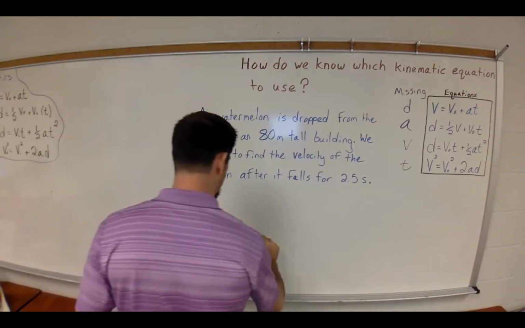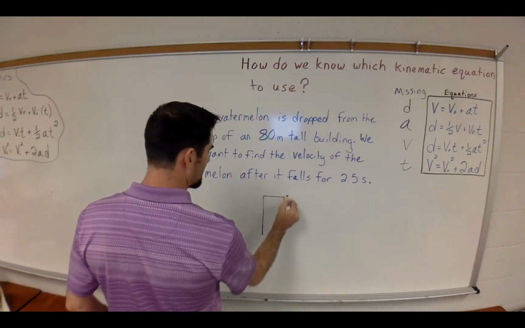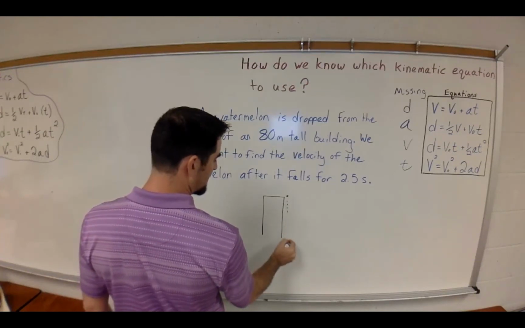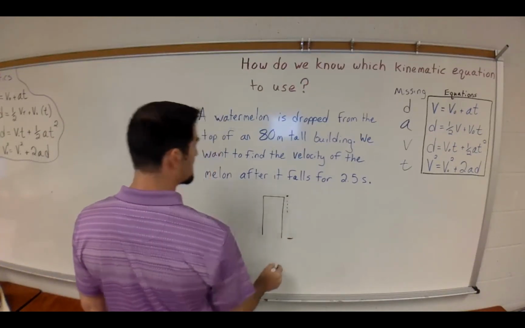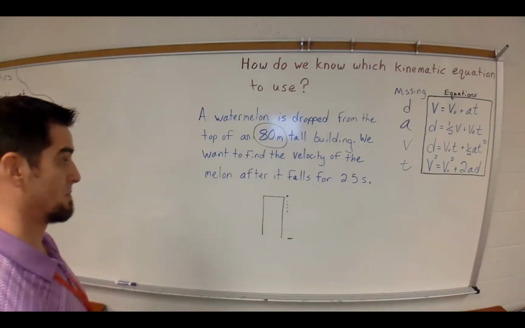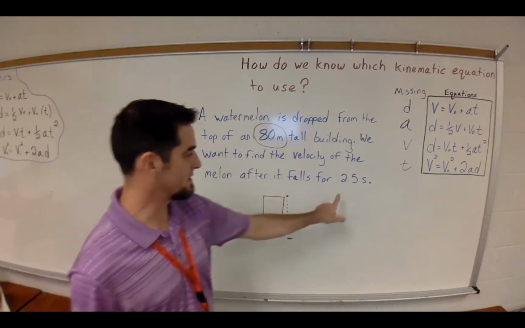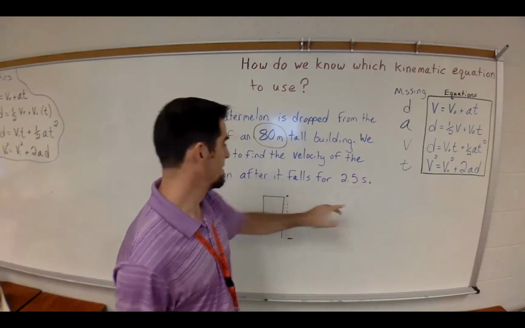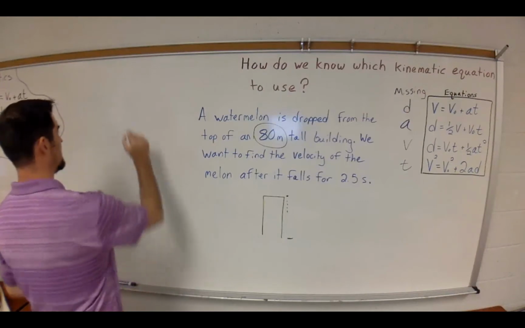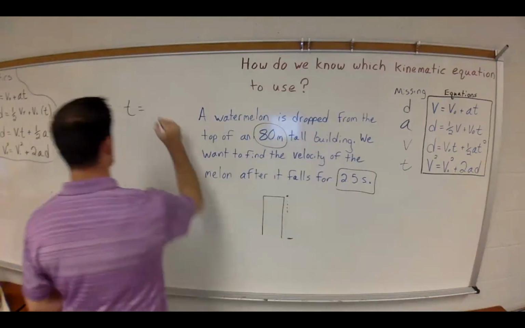So picture this 80-meter tall building. We're going to drop a watermelon. After 2.5 seconds, we don't know if it's hit the ground yet. So this 80 meters doesn't matter in our problem, because the distance should be the distance after 2.5 seconds. So let's leave this distance out for now. What we do know is the time. The time was 2.5 seconds.